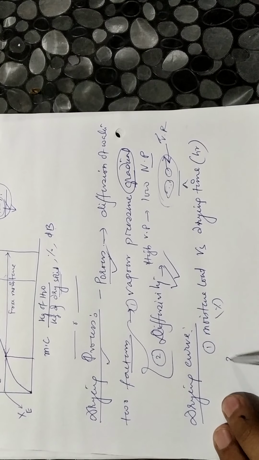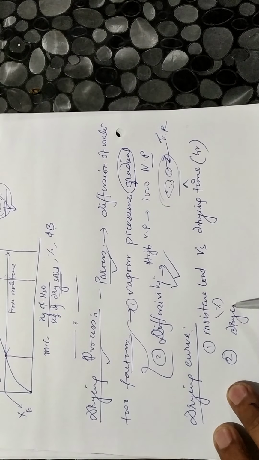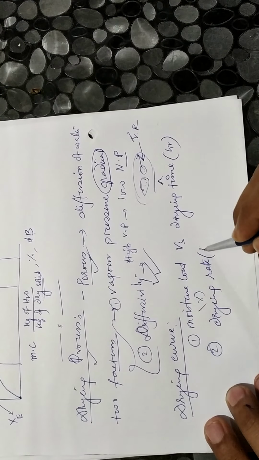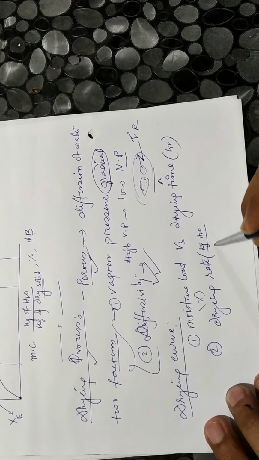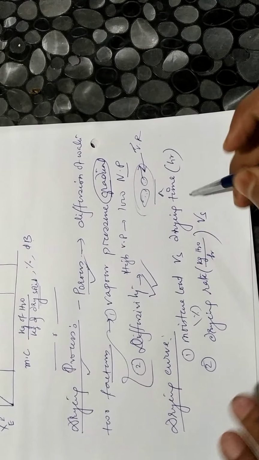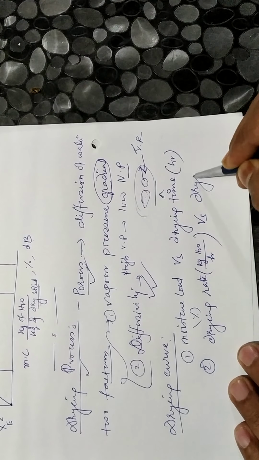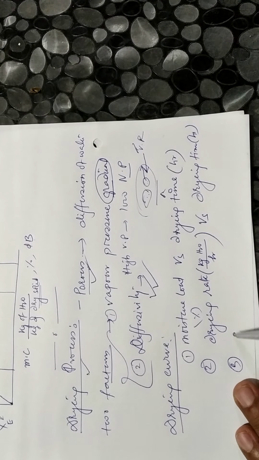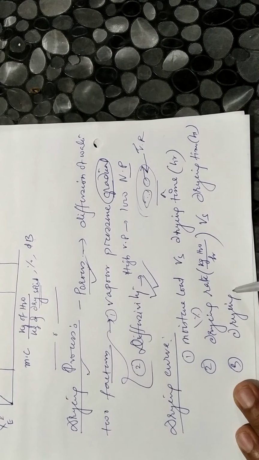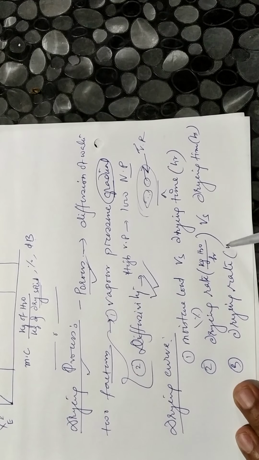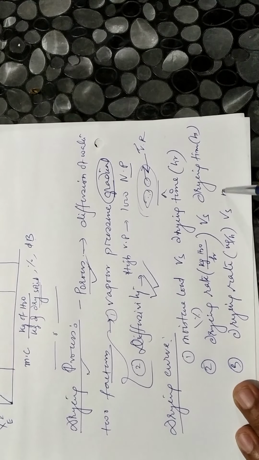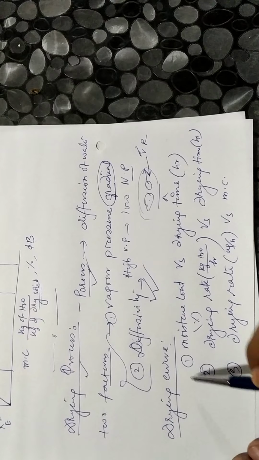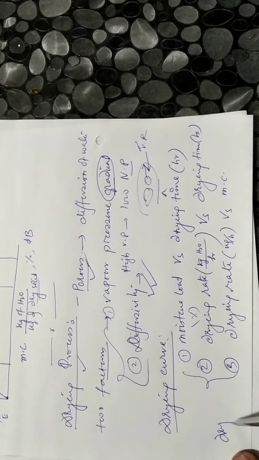That is the first relationship. Number two is your drying rate. The drying rate represents kg of water vapor per hour versus your drying time, which is also in hours. The third relation is your drying rate, which is also kg per hour, versus moisture content. These are the three relations. The plots of these three relationships are collectively called the drying curve.